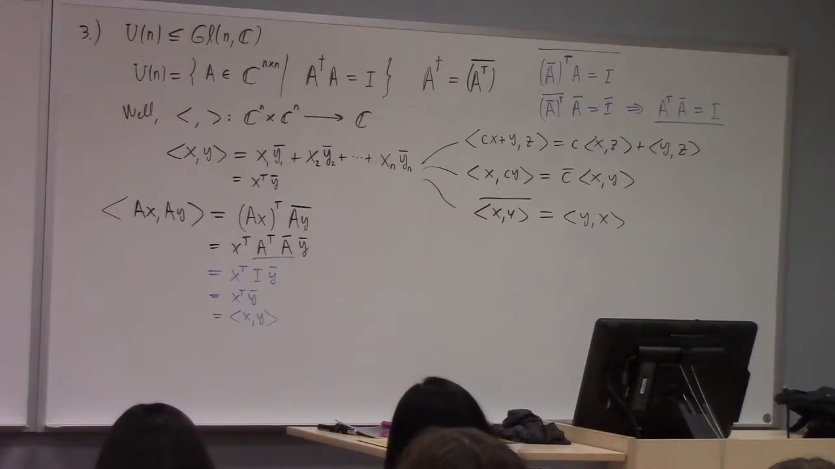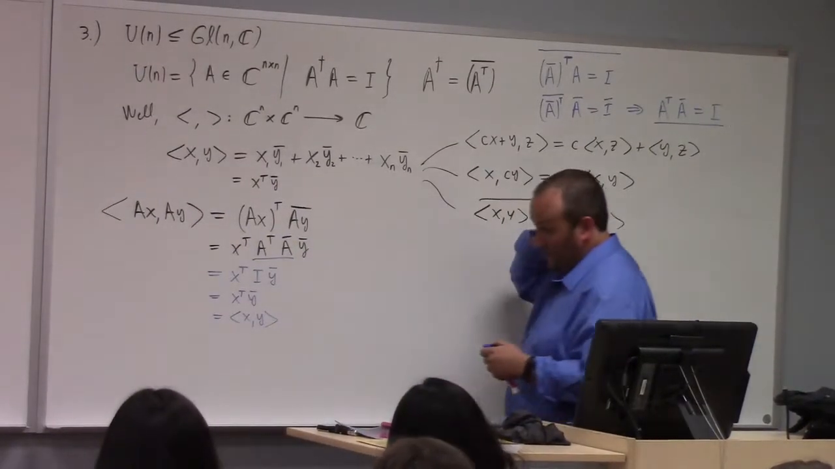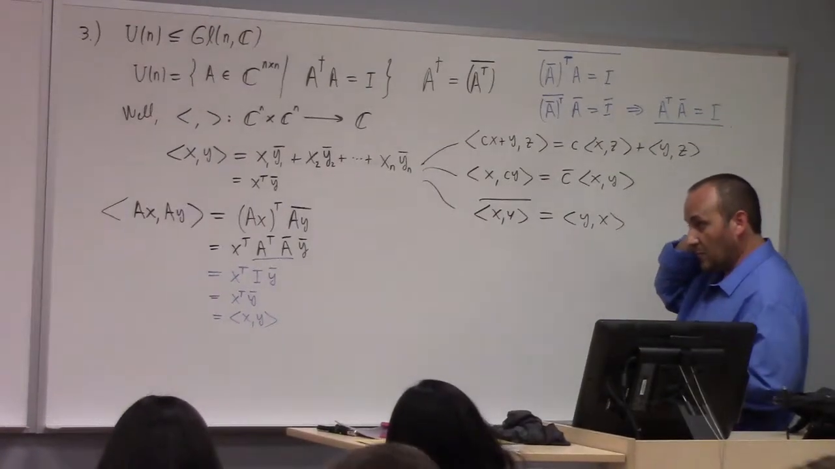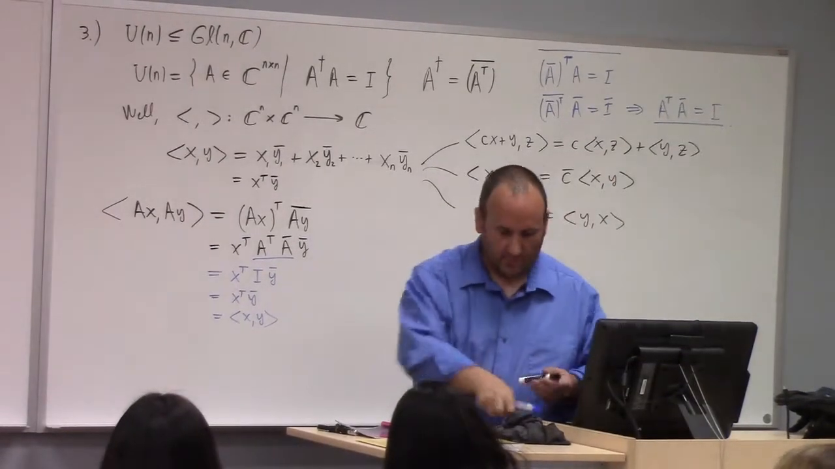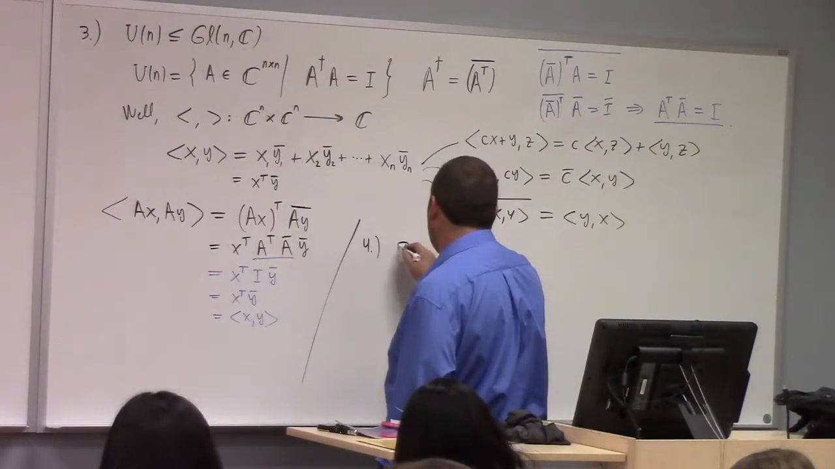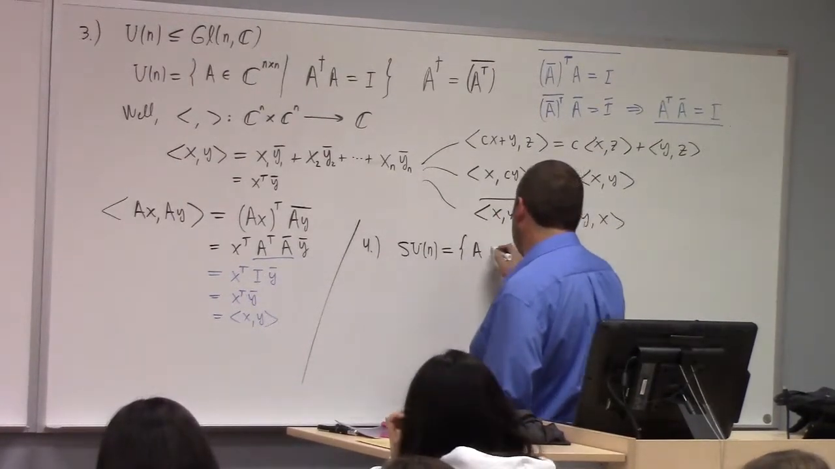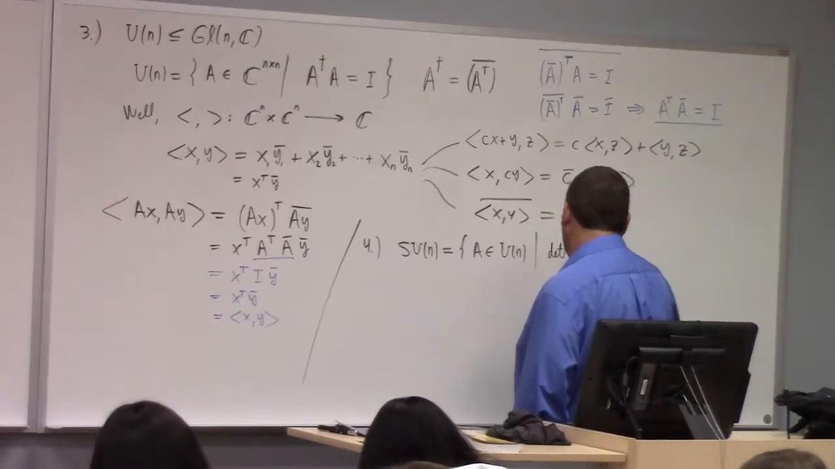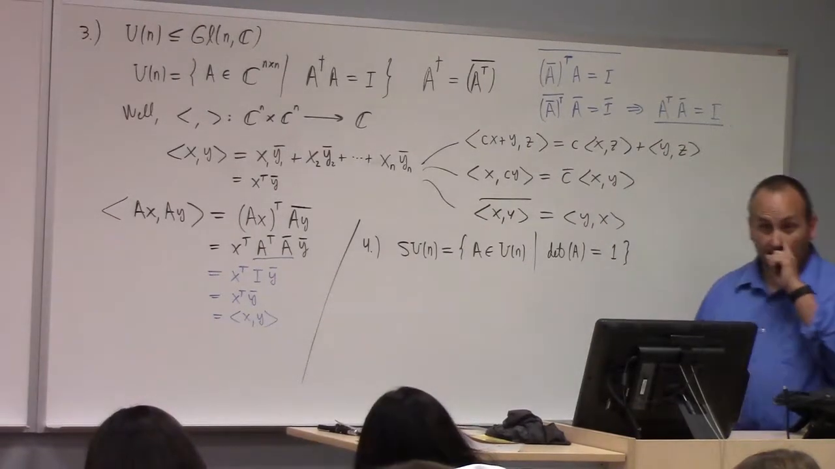For example, Hilbert space is a complex inner product space which has this kind of structure. Anyway, you can also talk about SUn. What's SUn? I think you know what I'm going to say here. We're looking for A in Un such that the determinant of A equals 1. There you go. These are the so-called special unitary matrices.